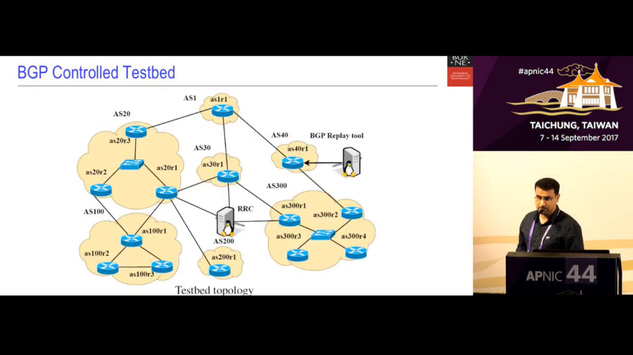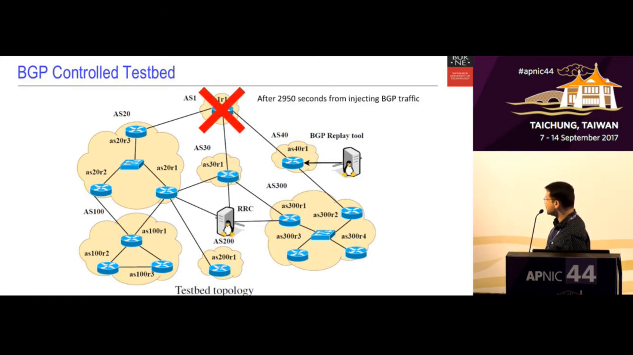So this is a simple test bed topology that we use by injecting the past BGP updates on autonomous system number 14. Then we monitor the BGP traffic at different vantage points. So after time 2950, we introduced an emulated hardware failure by shutting down all the interfaces at autonomous system number 1.